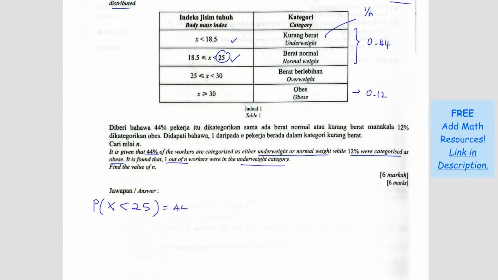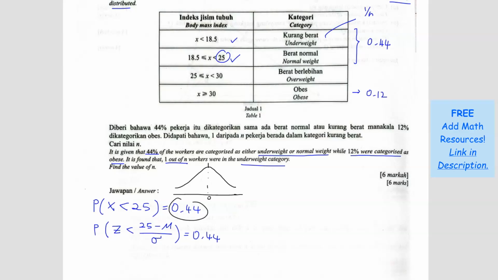Okay, so this is 0.44. We convert this to Z, the standard normal distribution. You get 25 minus the mean over the standard deviation equals 0.44. You see the sign is actually less than, right? So what does that mean? If I convert it to a standard normal distribution, here is the middle, this is 0. So 0.44 is the area, correct?